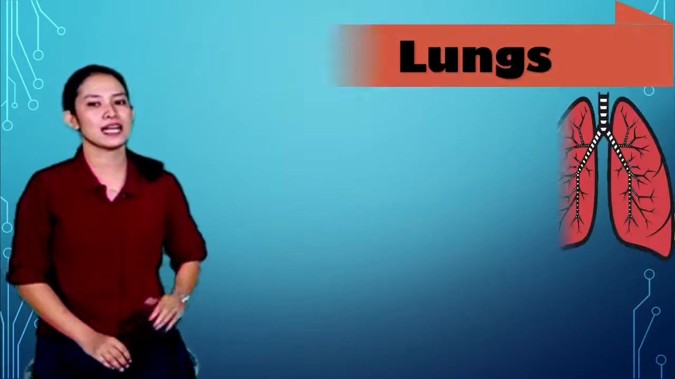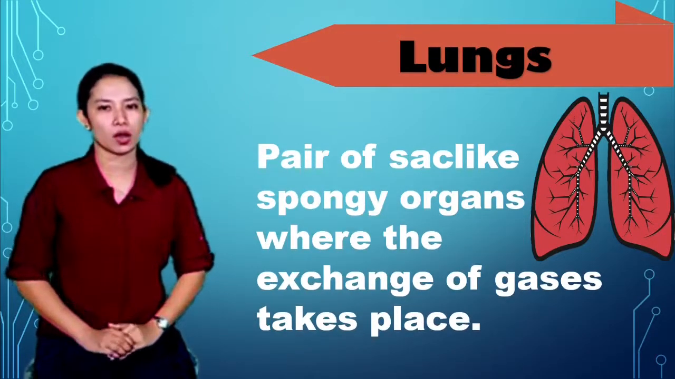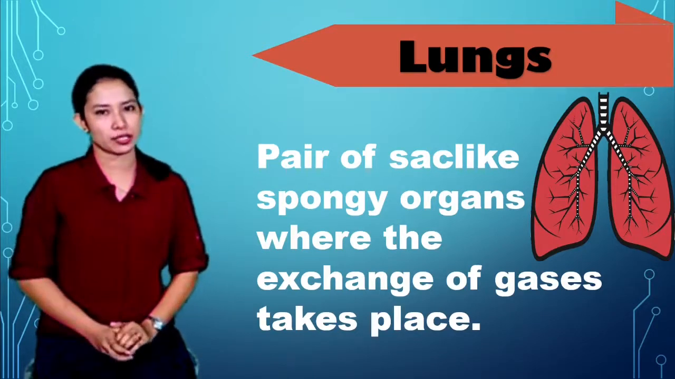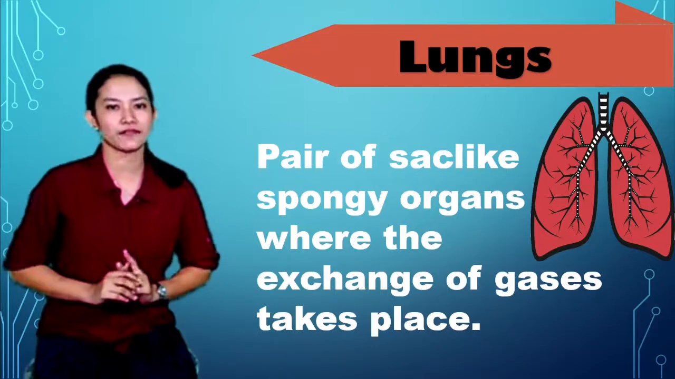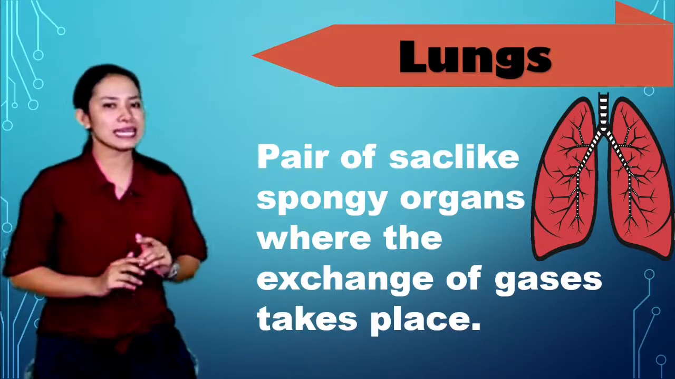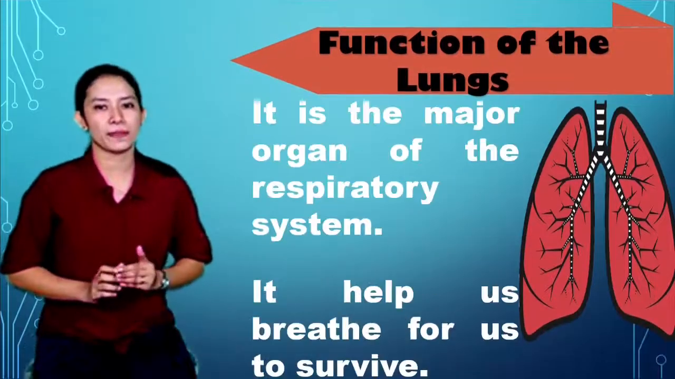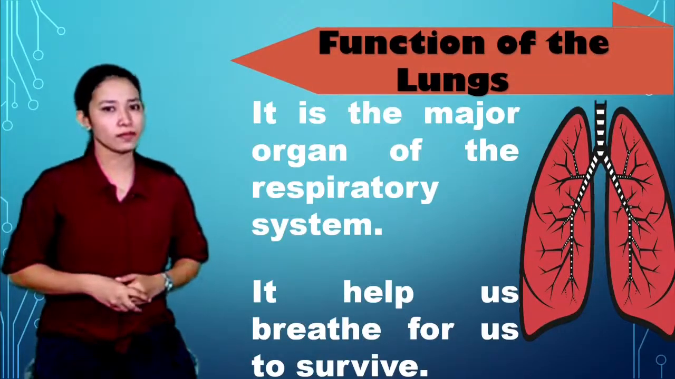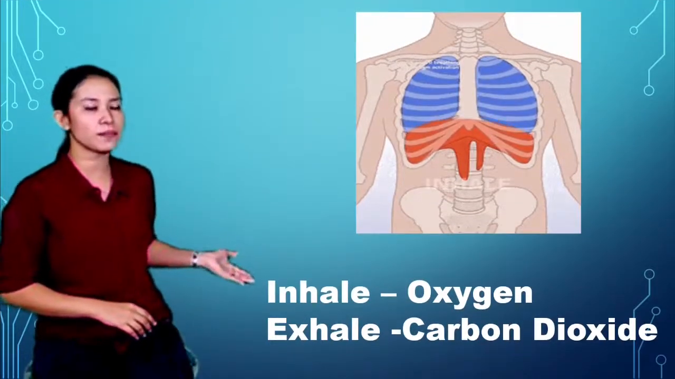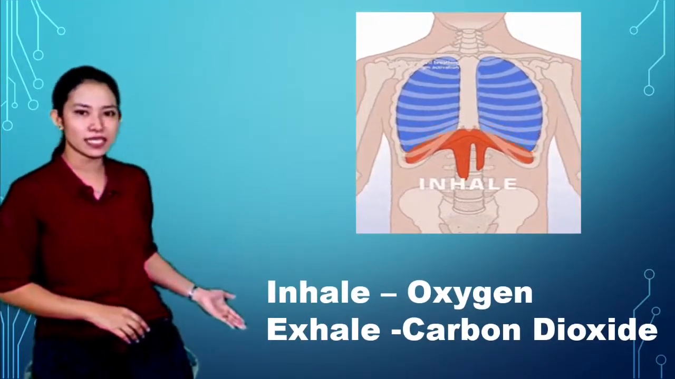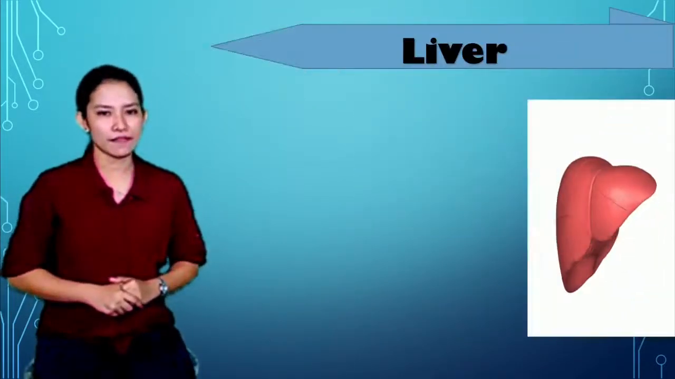The fourth is the lungs. It is pinkish to reddish brown in color and rubbery in texture. It is a pair of spongy organs where the exchange of gases takes place. It is the major organ of the respiratory system and it helps us breathe for us to survive. When you breathe in or inhale, the lungs take in oxygen from the air and release carbon dioxide from the body as we exhale.